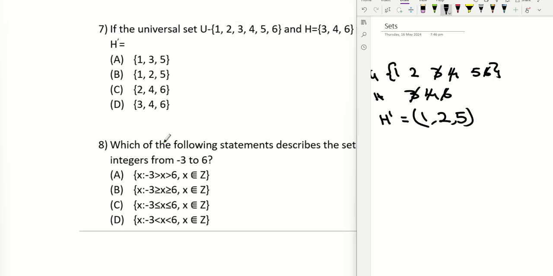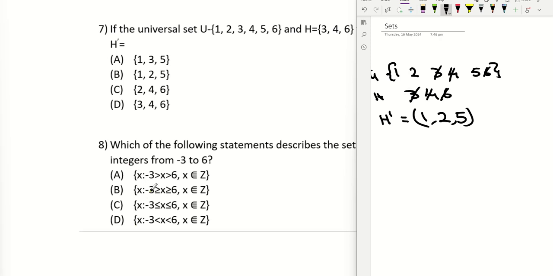Let's read number 8. Number 8 says, which of the following statements describe the set of integers from -3 to 6? Even if you don't know, this is part of inequalities, right? So they said from -3 to 6. So anything that does not include -3 and 6 would be out of the question. So A and D is out, right?